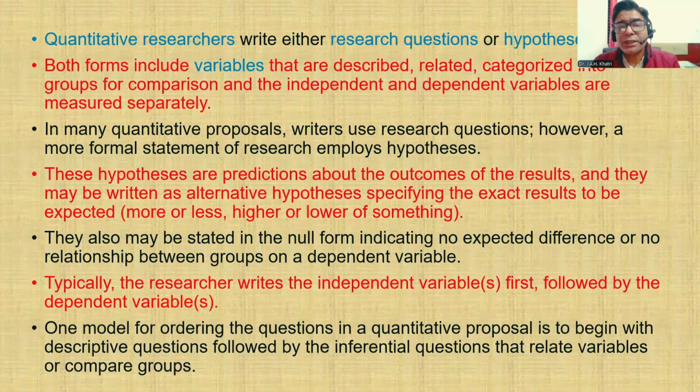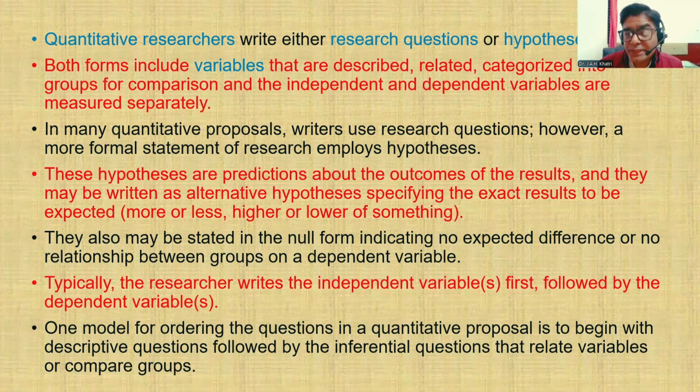In quantitative research, the researchers write either research questions or hypotheses. Both forms include variables that are described, related, or categorized into groups for comparison, and the independent and dependent variables are measured separately. In many quantitative proposals, writers use research questions. However, according to the author, a more formal statement of research employs hypotheses.